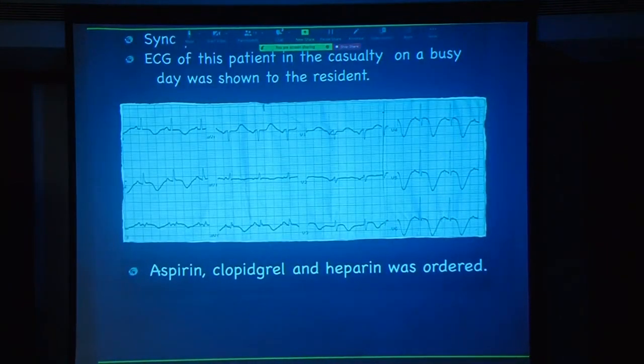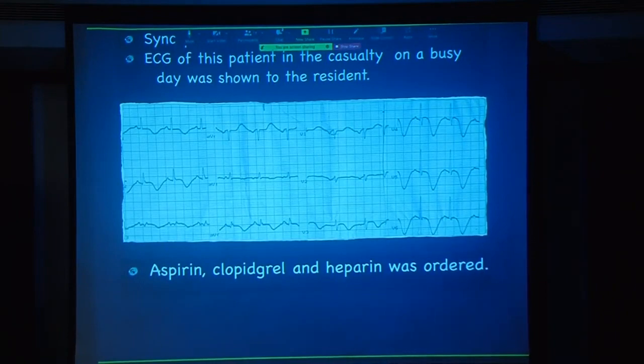Now, this was a patient who presented with syncope and chest pain, syncope and headache in the casualty.